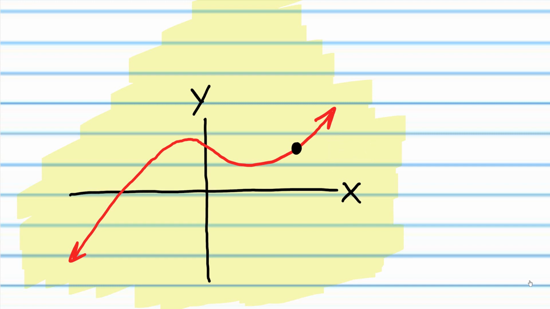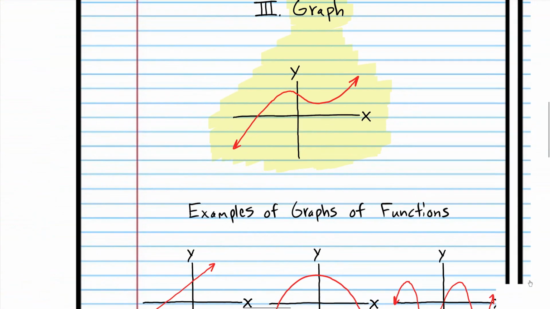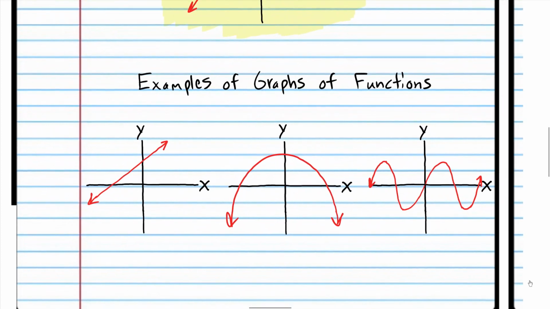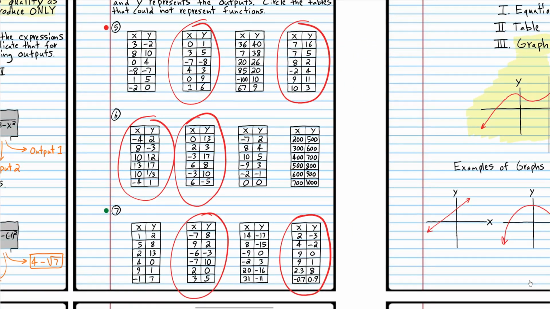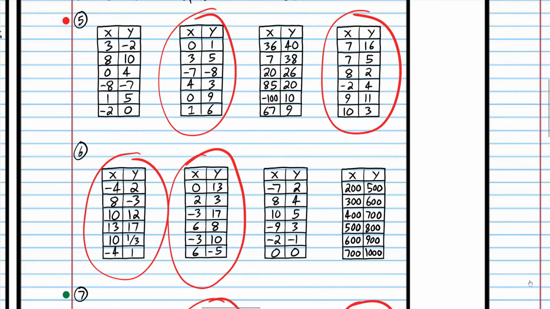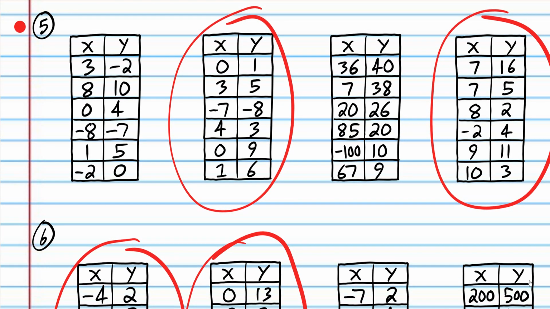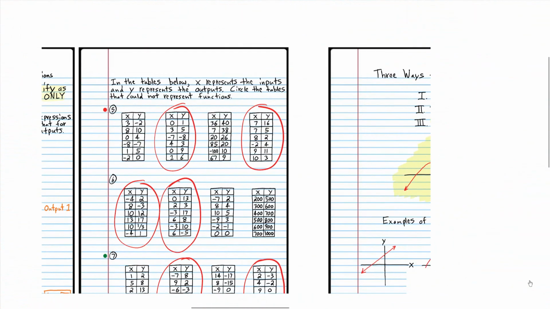So that's how we use graphs to represent functions. Now, again, a necessary characteristic of a function is that for every input, there can only be one output. So we disqualified a lot of these tables by showing that, for example, we plugged in 0, that one input, 0, but we got two different outputs. That's not allowed. That disqualifies the table as representing a function.